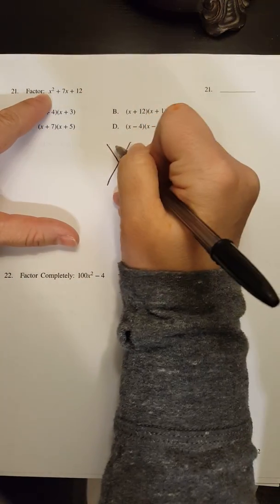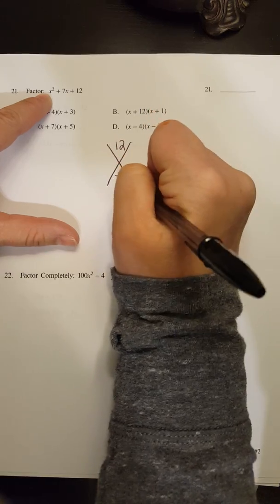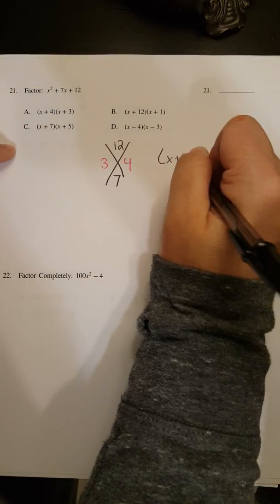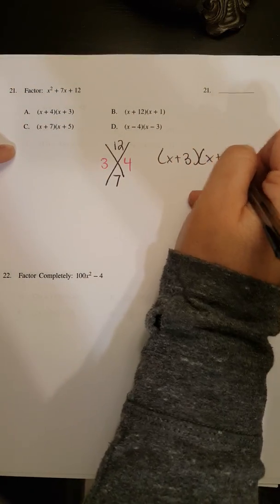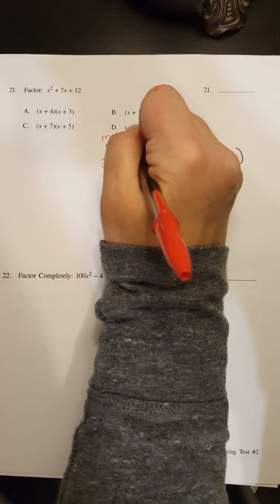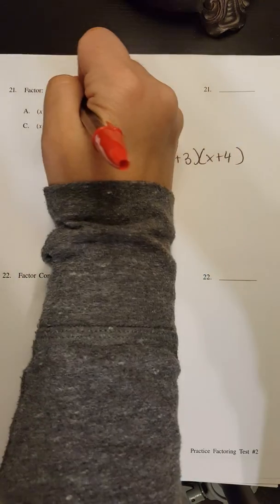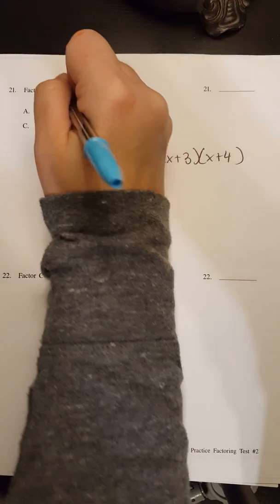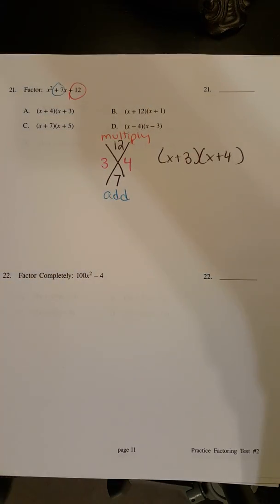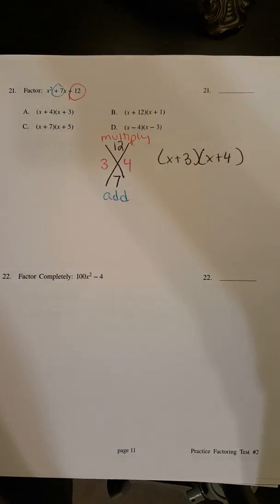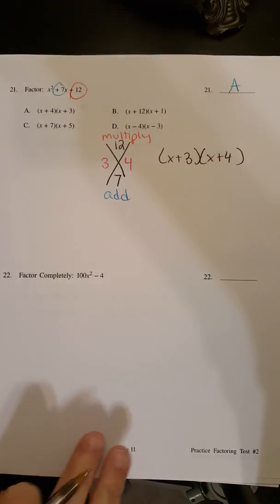So I'm drawing my X. Two numbers that multiply to give me 12, add to give me 7. Well, that's a pretty easy one. That's 3 and 4. So in my parentheses, I'm going to have X plus 3 and X plus 4. So again, remember, when you set up the X, they have to multiply to give you the top number, which we got from the last number, the constant. And they add to give you the bottom number, which we got from just the coefficient of the plain old X. And so this one matches answer choice A here.